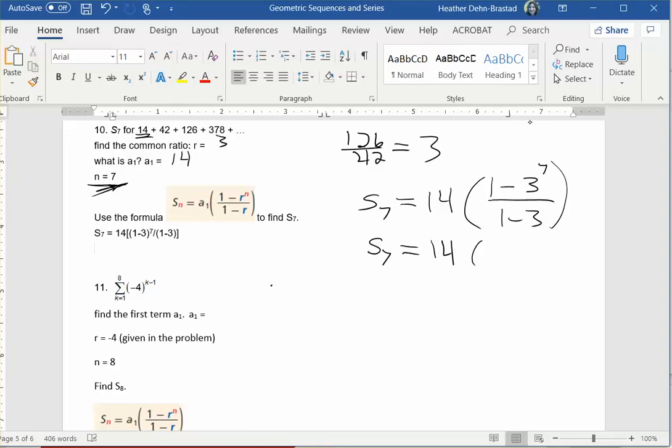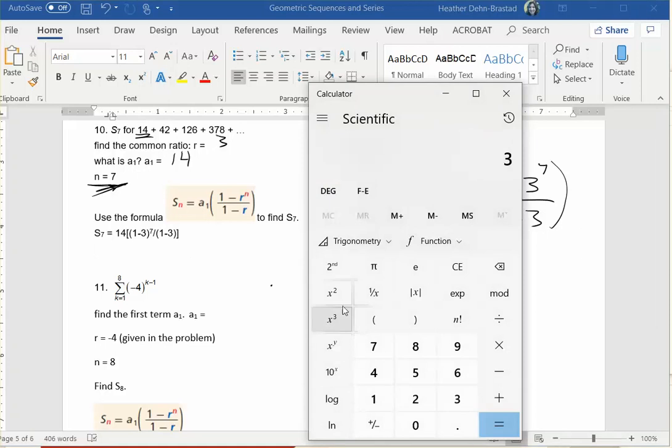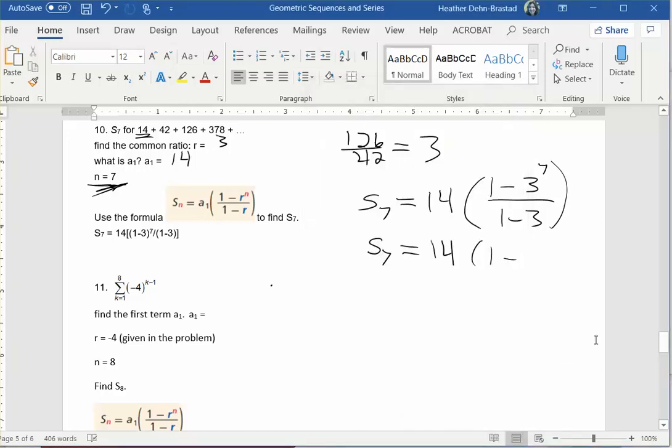So 1 minus 3 to the 7th power is 1 minus 3 to the 7th. Don't take 1 minus 3 and get negative 2. It's 1 minus 3 to the 7th power. So I need 3 to the 7th power. On your calculator, look for an x to the y button, or maybe an exponent button. And that's equal to 2,187. And that's all divided by 1 minus 3, which is negative 2. Don't try to do too many steps at once here.